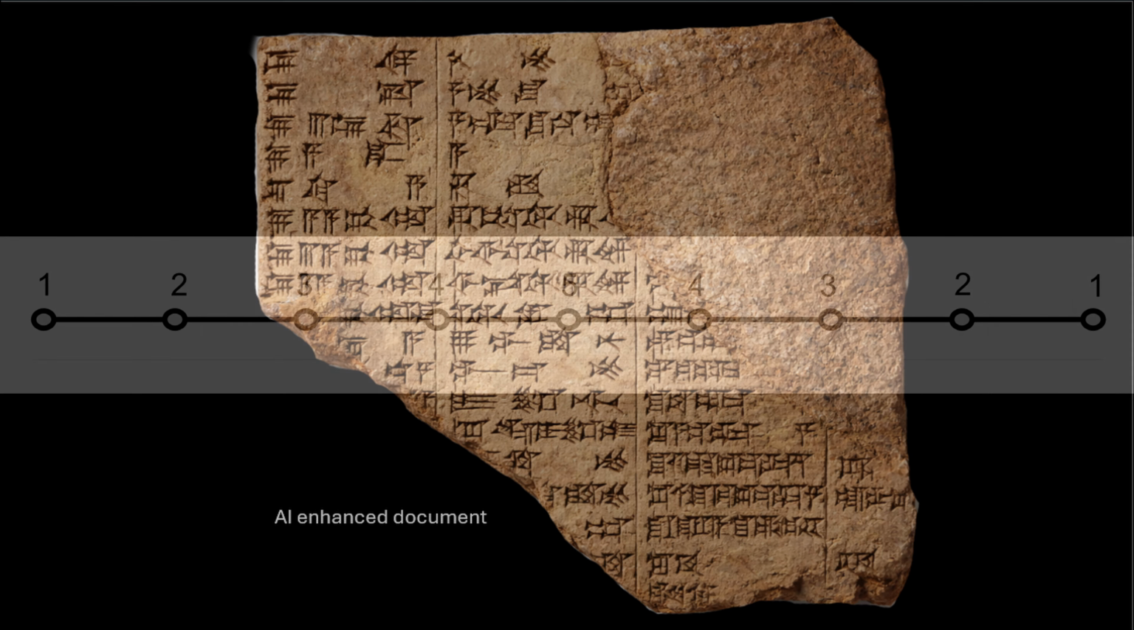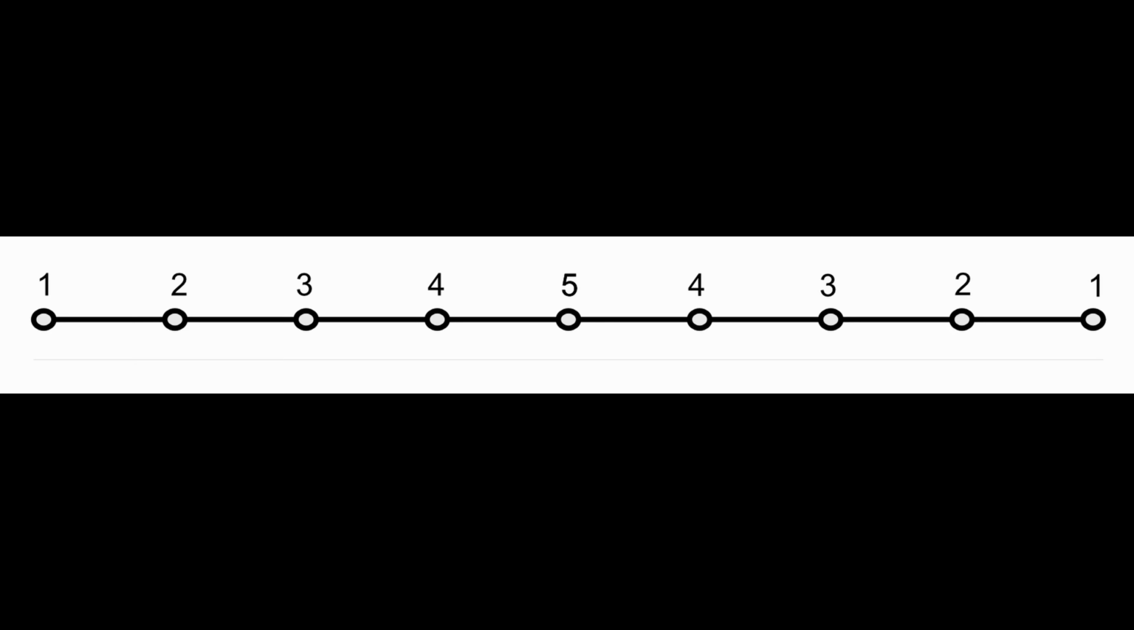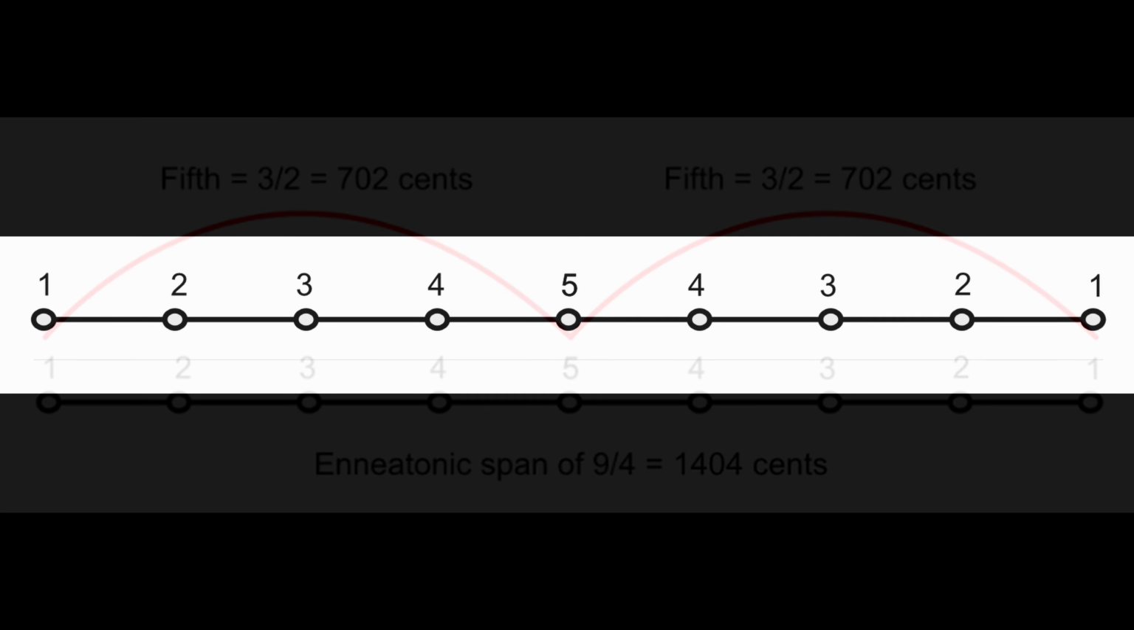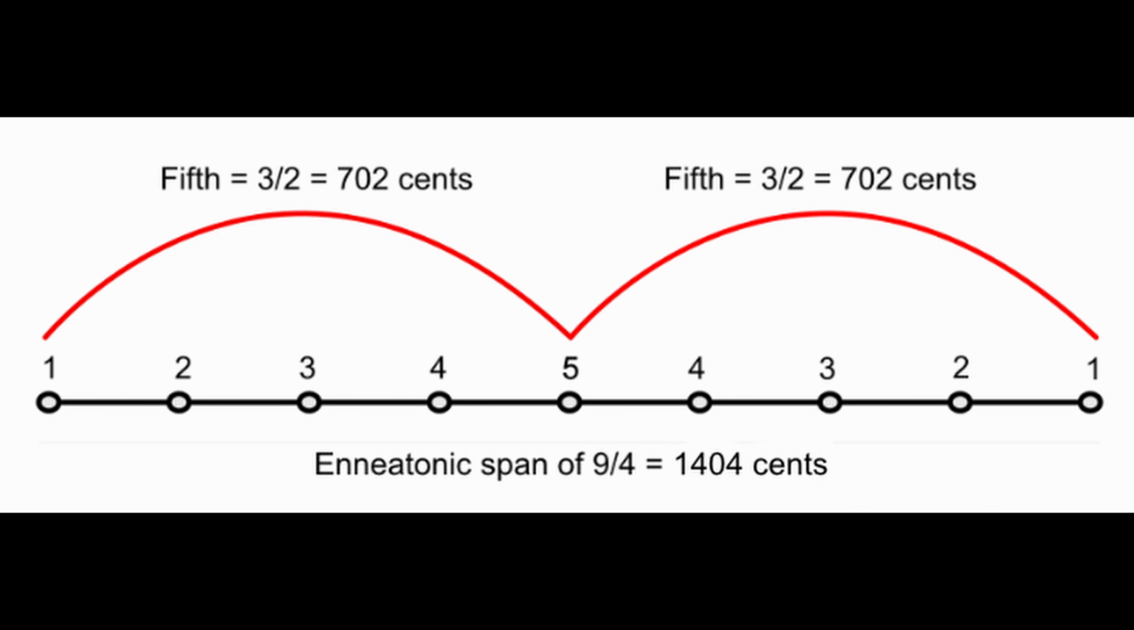I have converted the first layer into a line with 9 equidistant marks. In an arbitrary manner, I proposed apagogically that 1 to 5 was equidistant to 5 to 1, and that these intervals represented the just fifth ratio of 3 to 2, or 702 musical cents, which are logarithmic units of measure used for musical intervals. Thus, the span of the system of 9 pitches, or enneatonic, is ratio 3 to 2 plus ratio 3 to 2, equal to 1,404 cents.